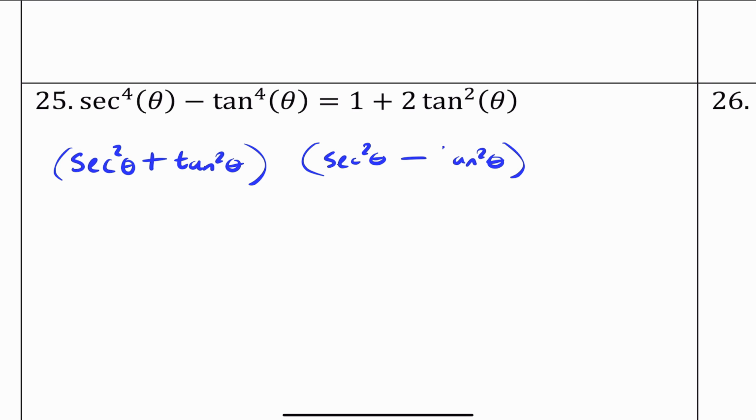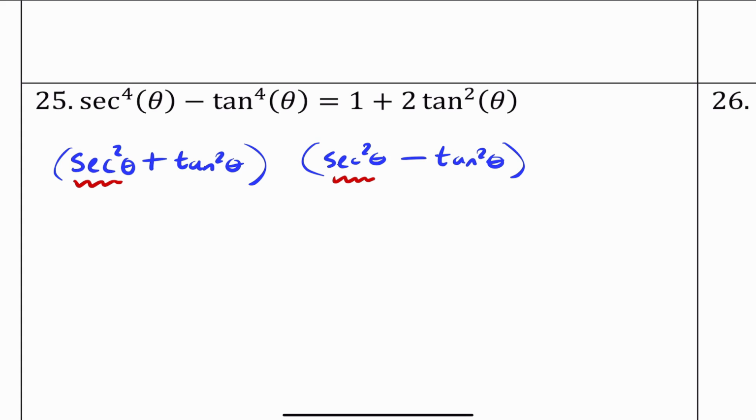So again, we have secant squared of theta plus tangent squared of theta times secant squared of theta minus tangent squared of theta. Now, because we need to get 1 plus 2 tangent squared of theta, let's replace the secant squared of thetas so that we can get tangent involved.